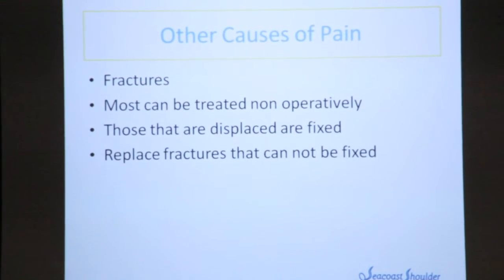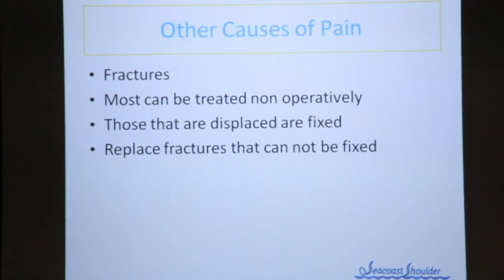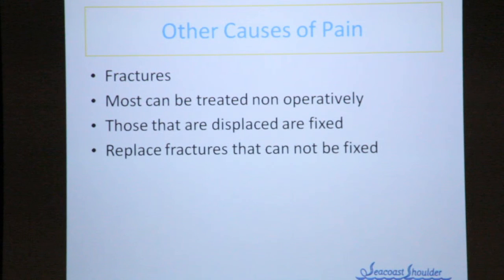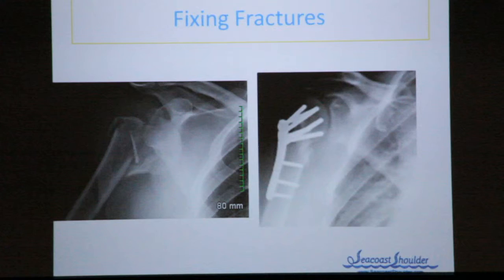And then the final thing to talk about are fractures, or I guess this is the penultimate thing to talk about. Most fractures around the shoulder can be treated non-operatively. The ones that are broken and shifted out of position are usually treated with surgery because we sense that if the bone's out of position, it may not heal, or it may not heal properly, or may lead to arthritis down the line. So a couple ways that we fix shoulder fractures. If they need surgery, this is with plates and screws.